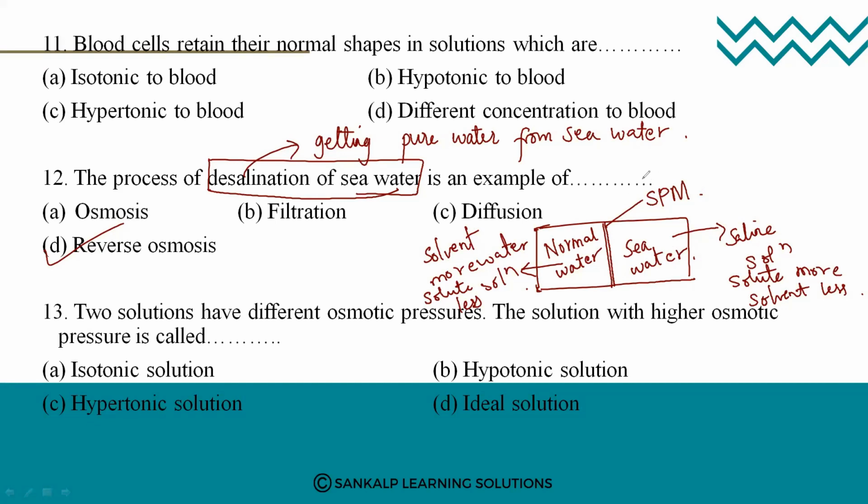As I'm applying external pressure here, what is happening? The movement of solvent molecules from this water to seawater takes place. The solvent molecules from this normal water start to move from the fresh water to the seawater. Now the seawater has an osmotic pressure of 30 atmospheric pressure.